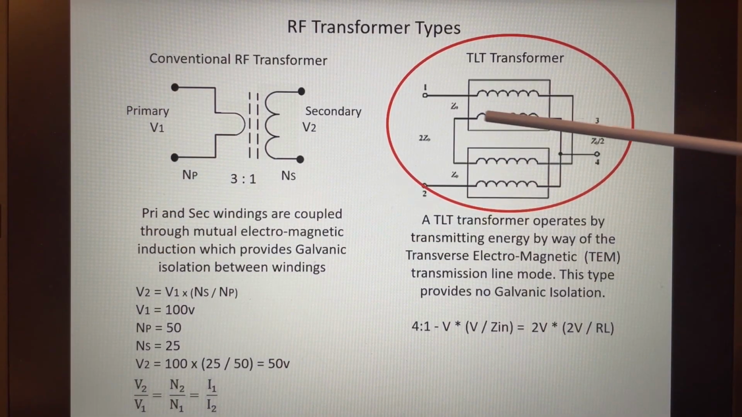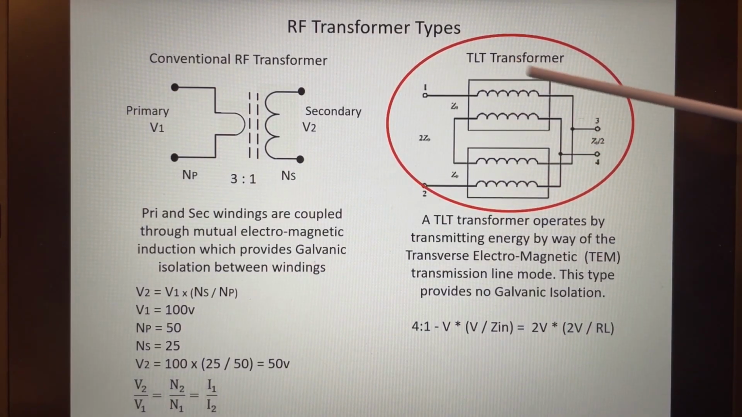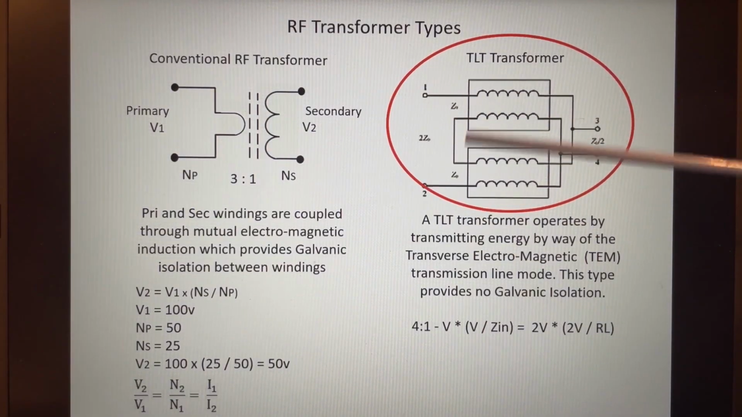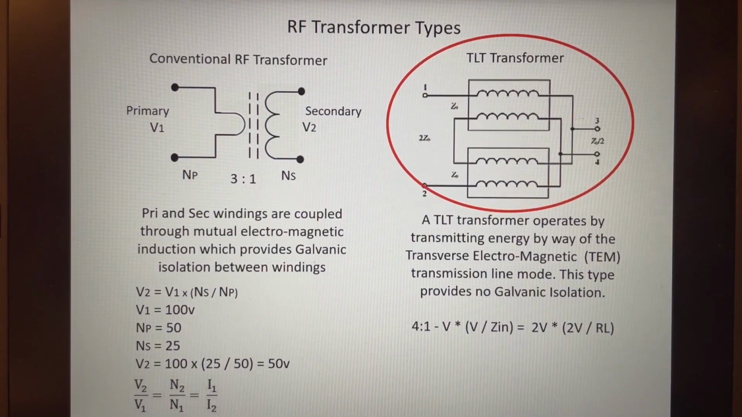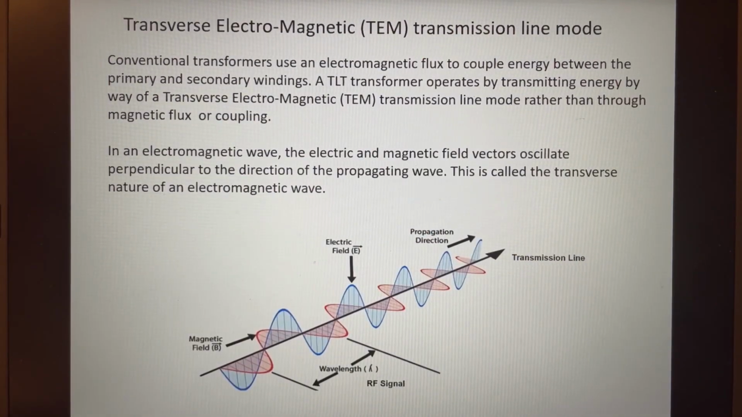Now, if we look at a TLT transformer, there is no electromagnetic induction here. It uses what's called transverse electromagnetic line coupling, and we'll talk about that. It's basically in the transmission line mode, and there is no galvanic isolation. So let's take a closer look at that and see what that actually means.